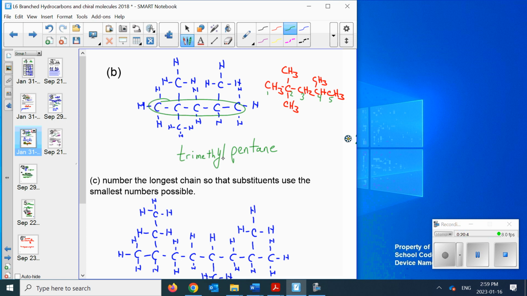If I labeled it from right to left, I would have 2, 4, 4. I can get smaller numbers if I go from left to right, though. I go 2, 2, 4. So as in, this one's on the second, this one's on the second, this one's on the 4th carbon. That's the way I'm going to number it. You have to say where these 3 methyl, the trimethyl groups, are attached. They're attached to the second, also attached to the second, and the 4th carbon.